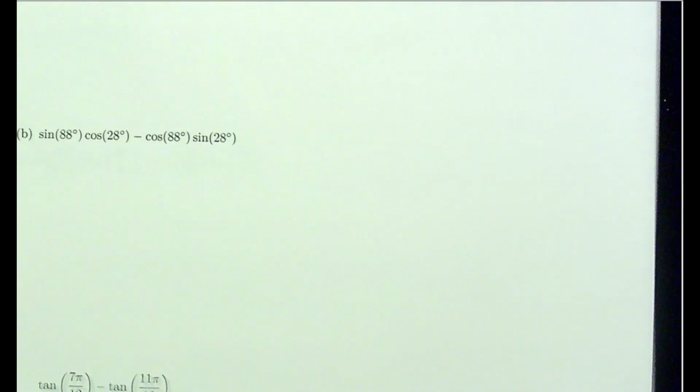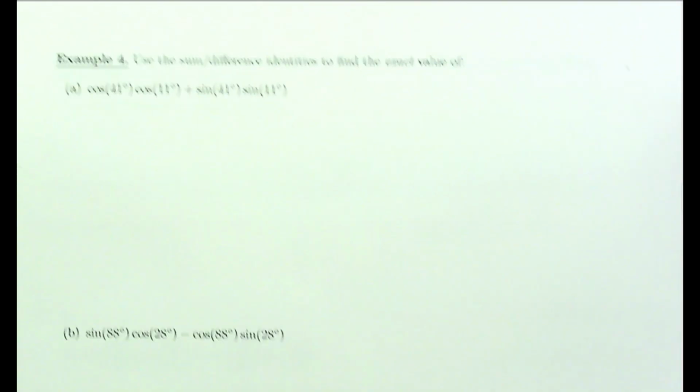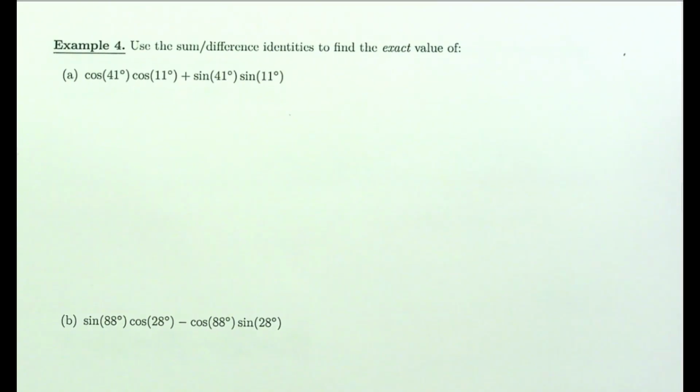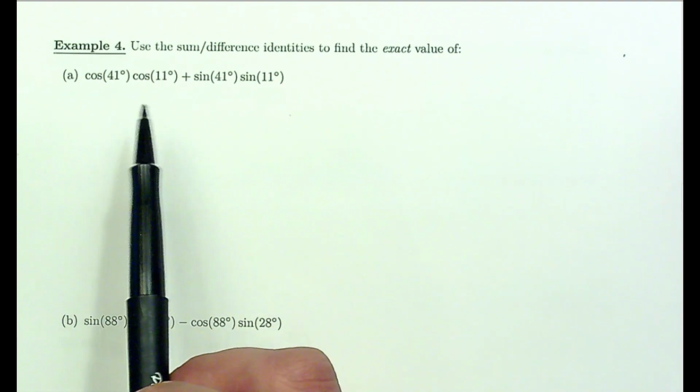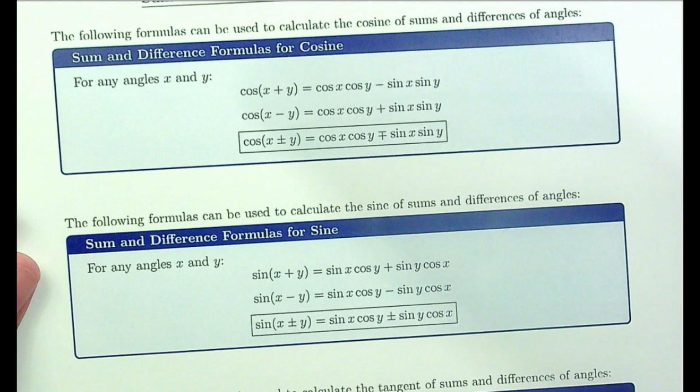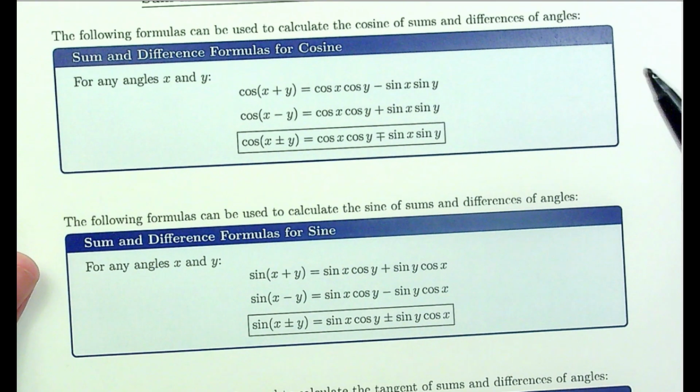Okay. Now another type of exercise that you could have using these formulas is to simplify an expression like this. So it says, use the sum and difference identities to find the exact value of that. Well, you see these combinations in sines and cosines, and the idea is that that really looks like one of the combinations that appears in one of the sum and difference formulas. So our job is to find which one.